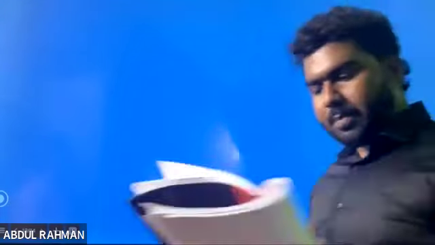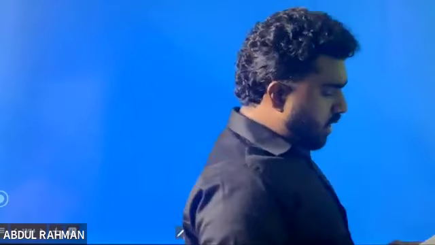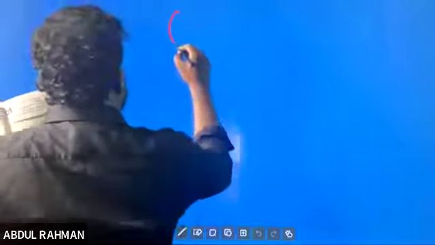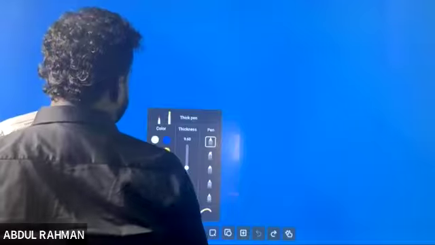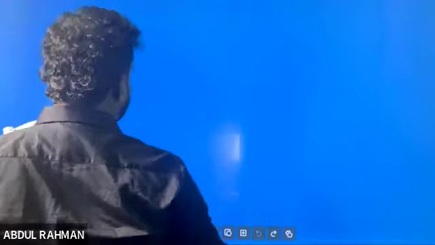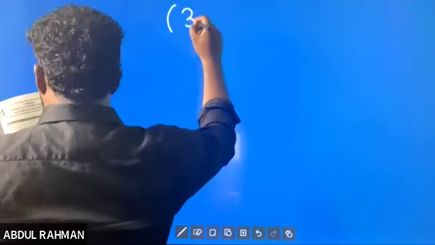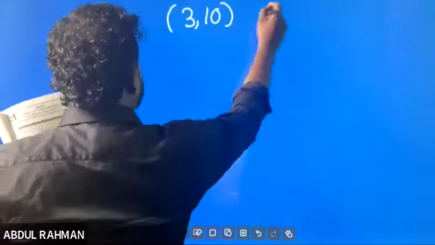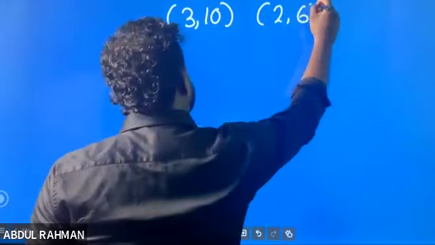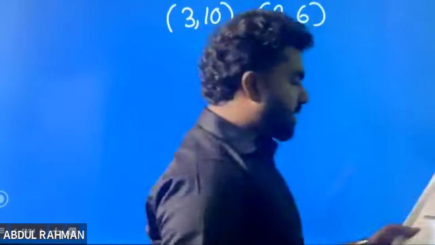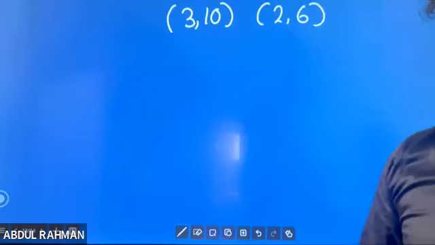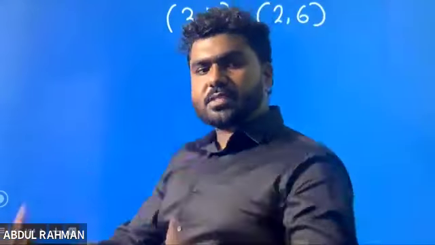Fine. Now coming to page number 49, example number 1. They have given the coordinates of 2 points on a straight line: 3, 10 and 2, 6. What is the question they are asking? Find the gradient of the straight line. Now I need to find the gradient of the straight line.